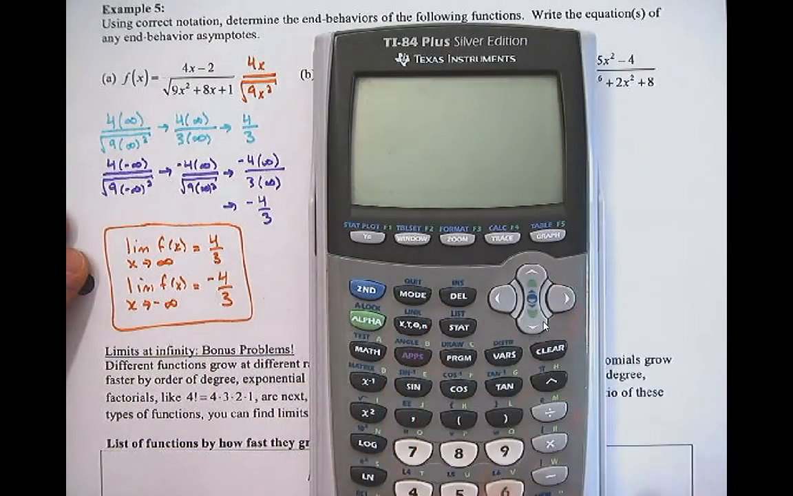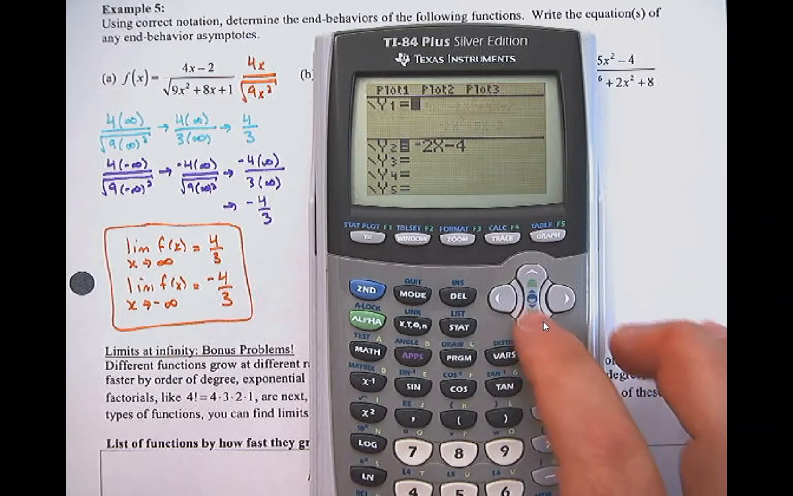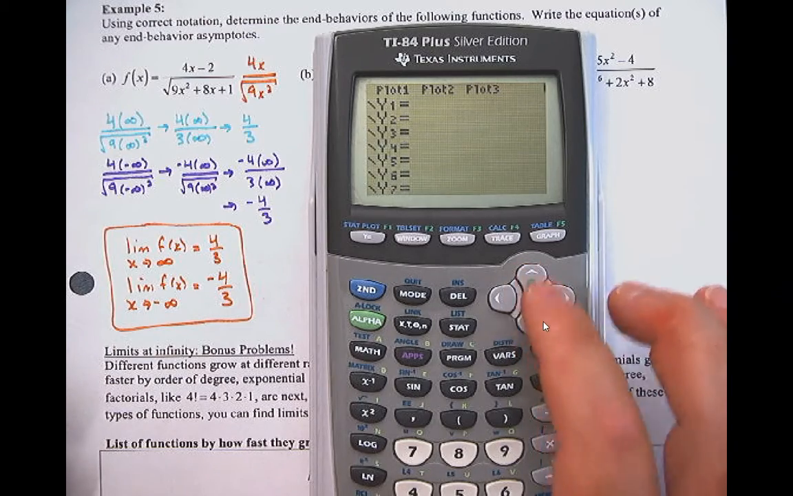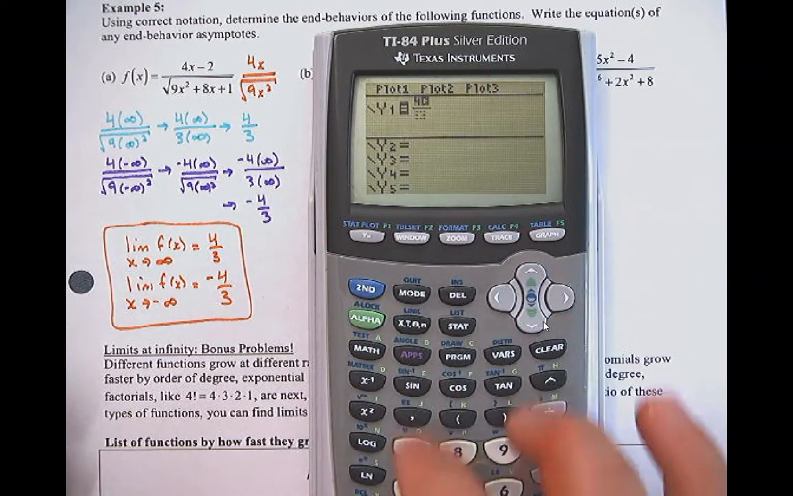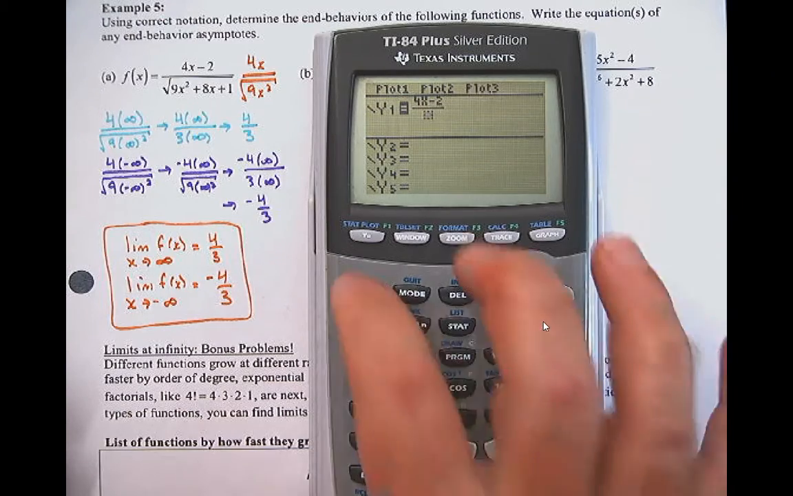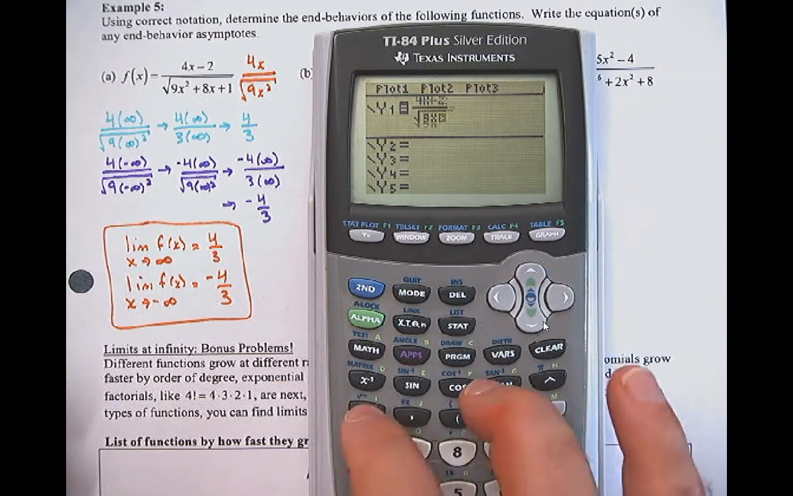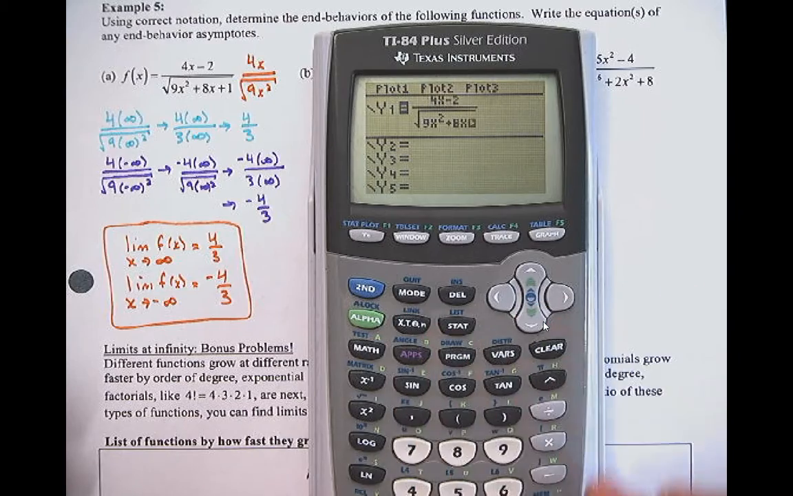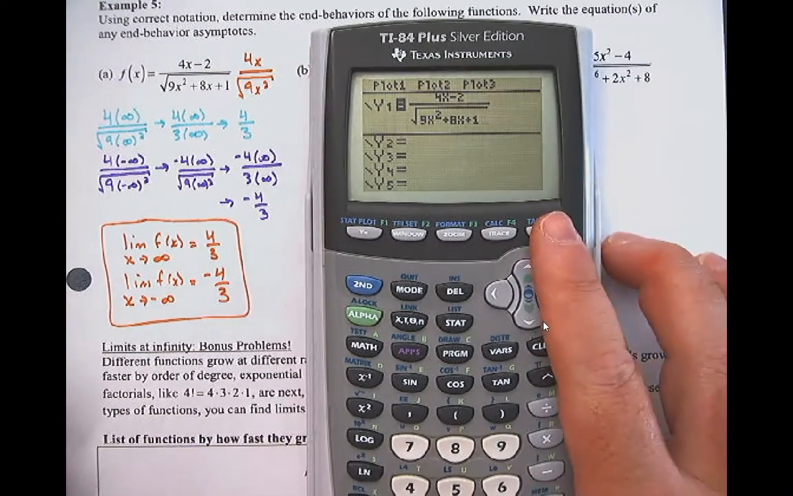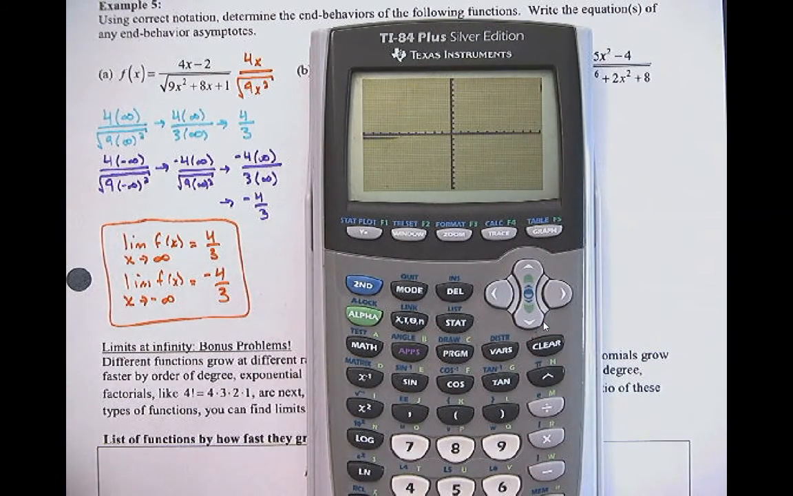Let me just prove it to you that that's true. So I can clear out my old stuff. This is 4x subtract 2 over the square root of 9x squared plus 8x plus 1. Now, if this is right, I should have two different HAs.